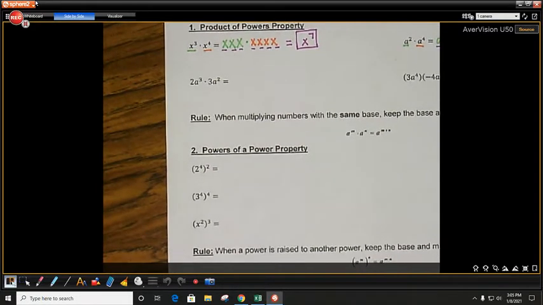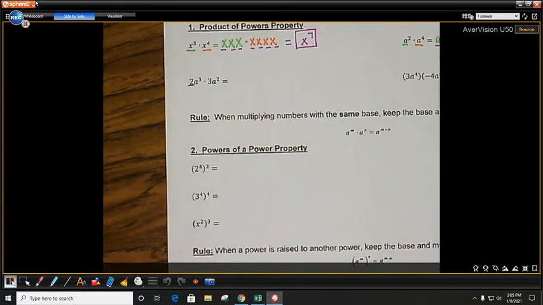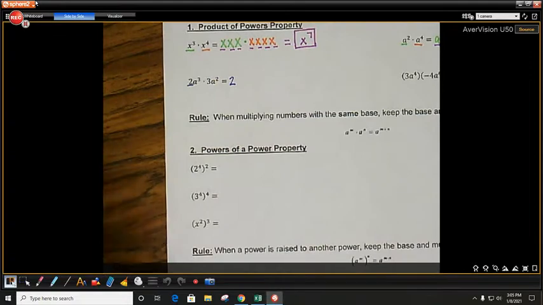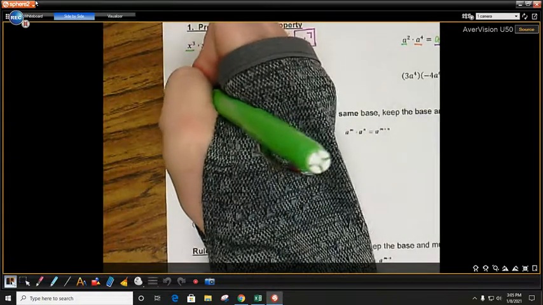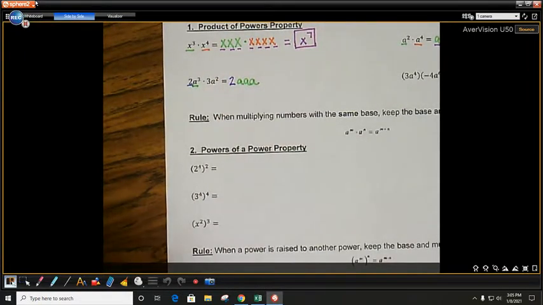Okay, now we're going to do one that has coefficients. So for this one, exponents only affect what it is directly touching. So this 2 does not have an exponent written. We're not going to say it doesn't have an exponent at all, it just doesn't have an exponent written. It has an understood exponent of 1. So I'm going to write it once. And then my a is what has the exponent of 3. So I'm going to write my a 3 times.